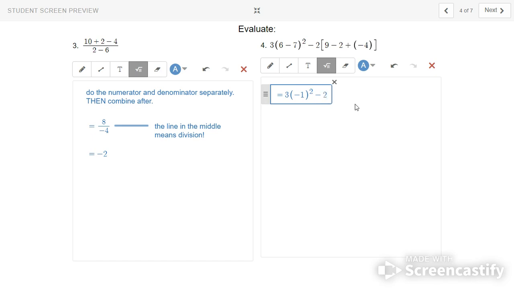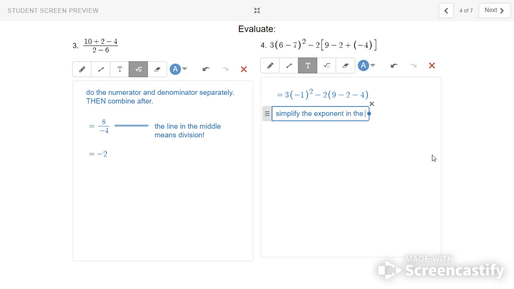The second term, I need to work from inside out. So this bracket is not having an operation inside. All it's saying is we need to simplify the plus and the minus. Okay, so 9 take away 2, take away 4. Close your bracket. Okay, next row, I'm going to simplify the exponent in the first term, and in the second term, simplify the brackets in the second term.